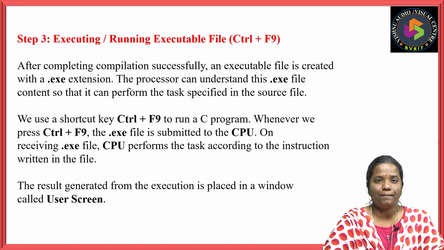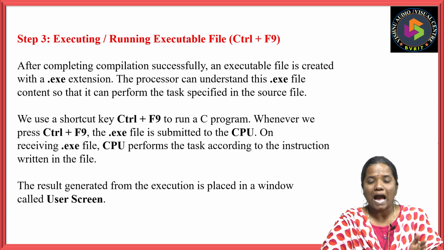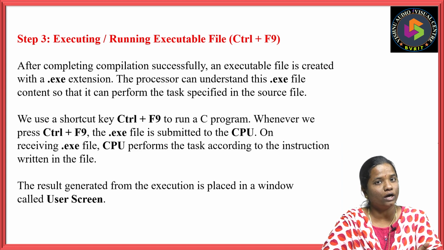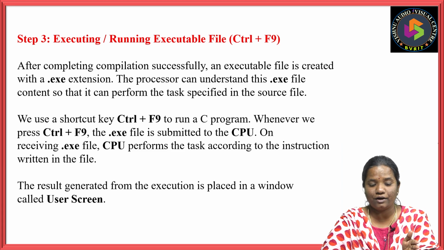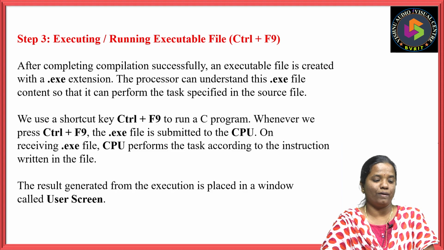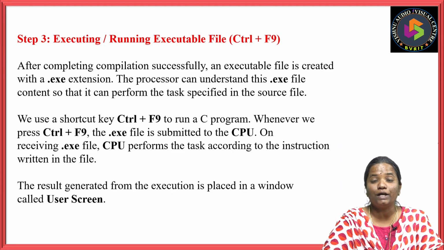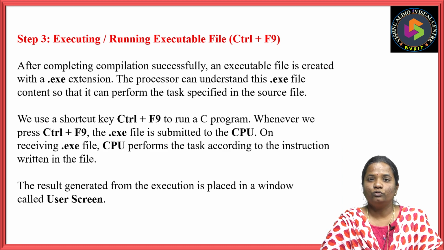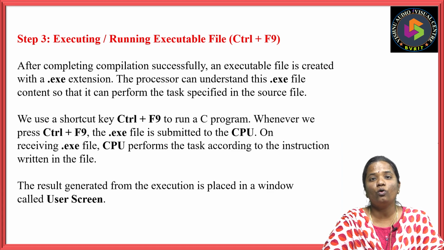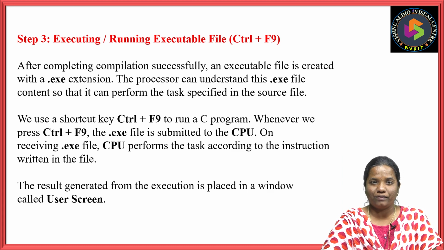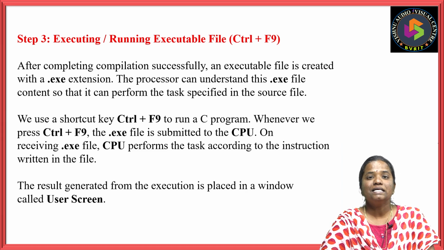When we come to step number 3, here we have to execute or run our file. Which file? The executable file. After completing the compilation successfully, an executable file is created with .exe extension, and that exe file contains the content to perform the task specified in the source file. We use the shortcut key Ctrl F9 to run our C program. By using Ctrl F9, we can easily run our C program.